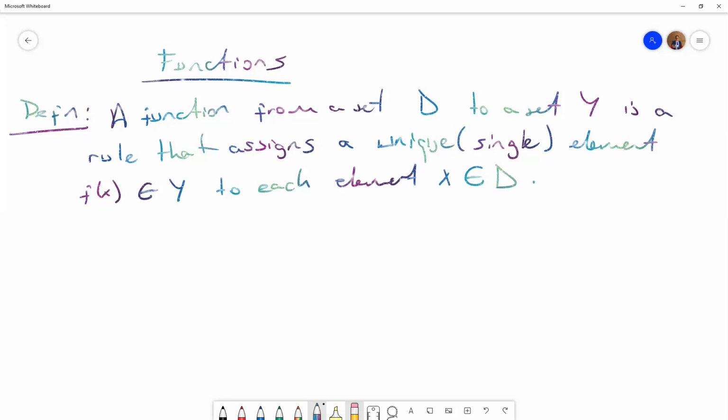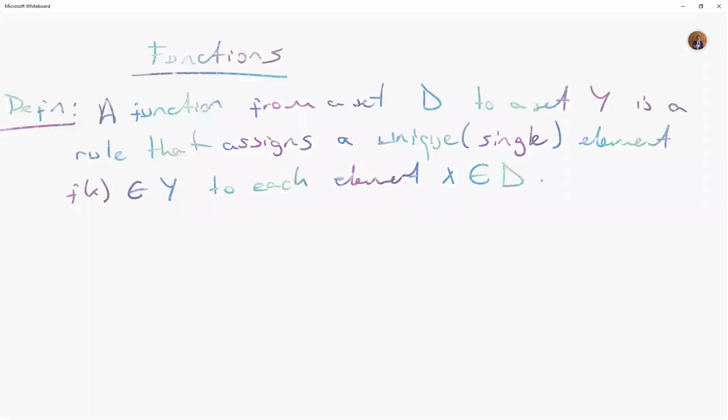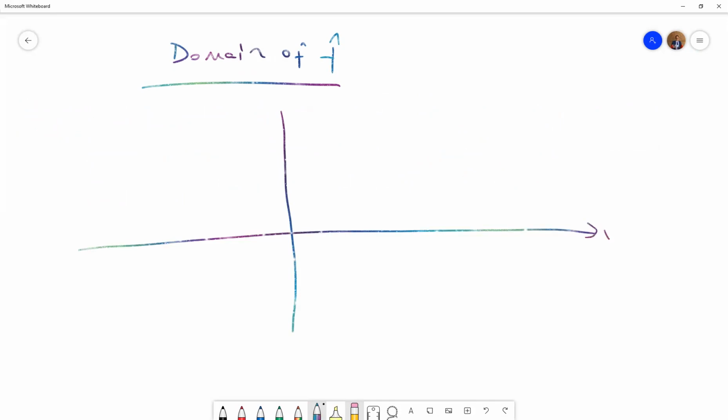So what is important for functions? It's important to find the domain and the range of the function. First, the domain of the function, domain of f. Let's draw the Cartesian coordinate system again, and this is x and this is y. And let's say our function is like that. This is y is equal to f(x).